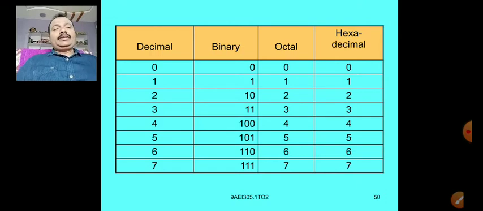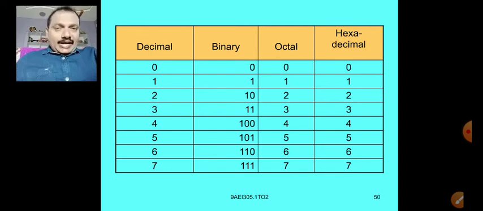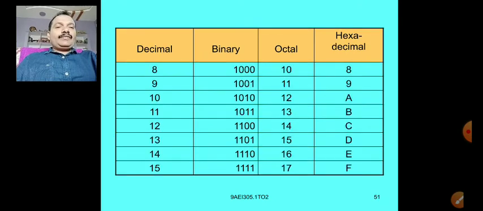So this is the thing you have to practice. So this table you have to complete up to 100 numbers. You have to freely write in all number systems up to 100. At least you practice, then you will understand everything. Okay.